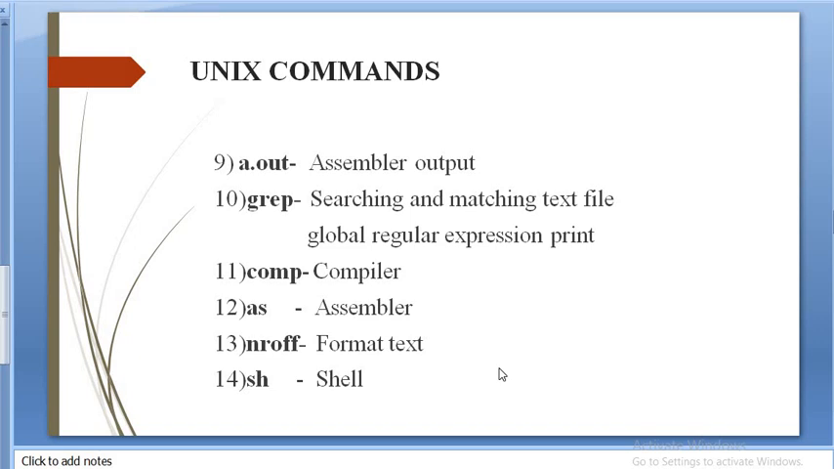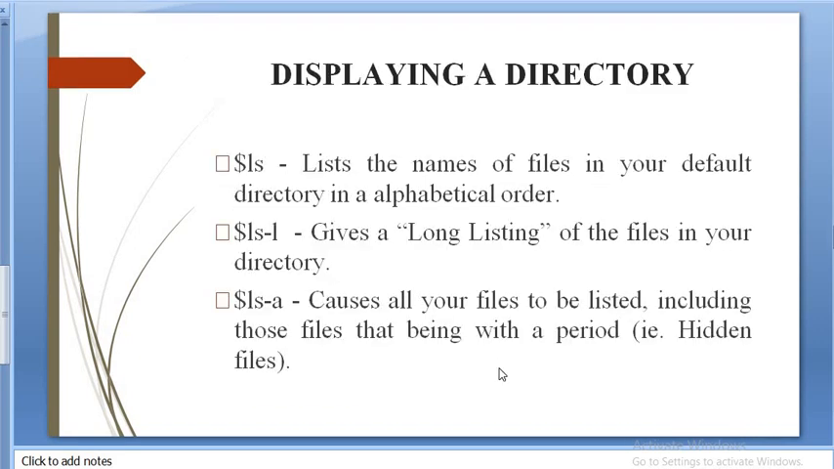a.out is the assembler output, grep is for searching and matching in a text file, that is the expansion of global regular expression print. comp is a compiler, as is an assembler, nroff formats text, sh is the shell.